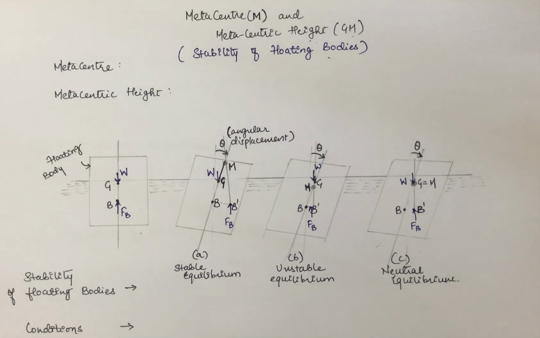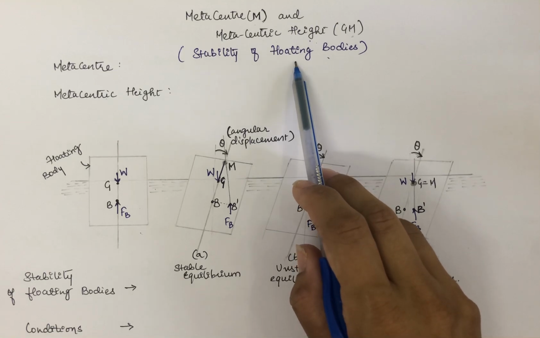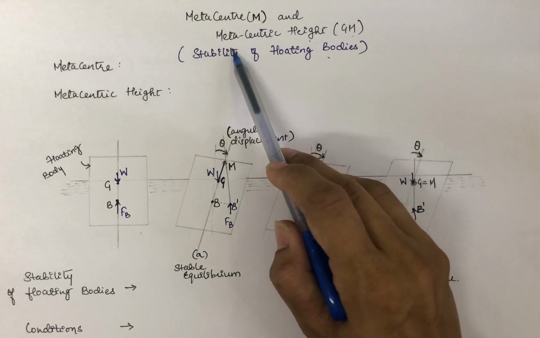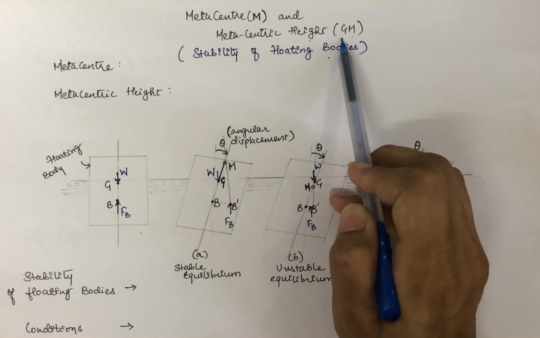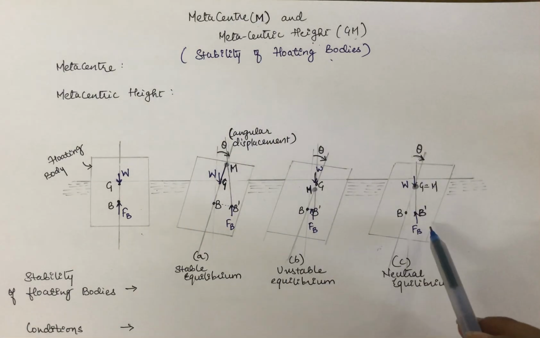So here today we are going to learn about stability of floating bodies and the terms related to it, and they are metacenter represented by capital M and metacentric height represented by capital GM. These terms also find their importance in the competitive exams. Okay, so before understanding these terms, let us see what is drawn over here.